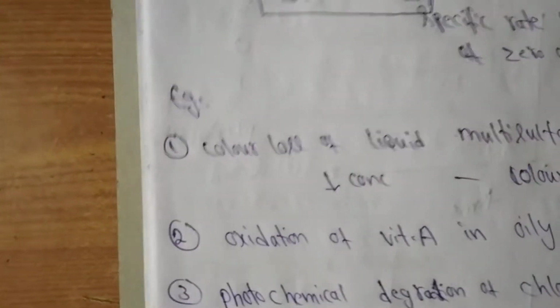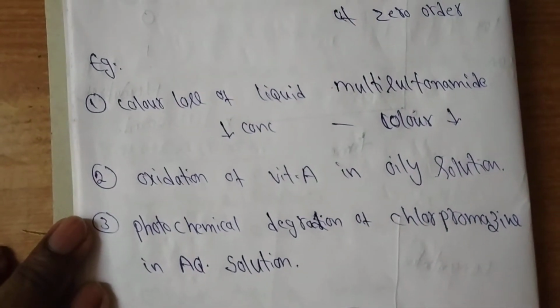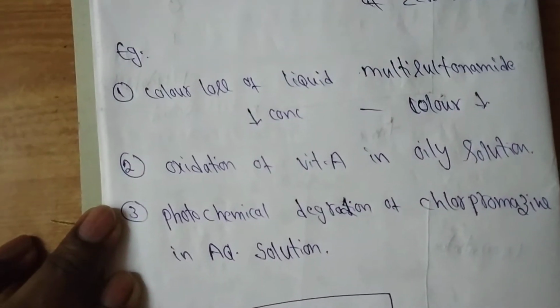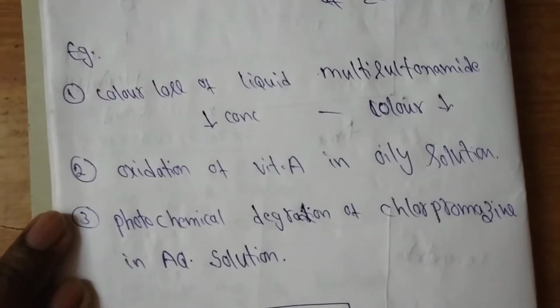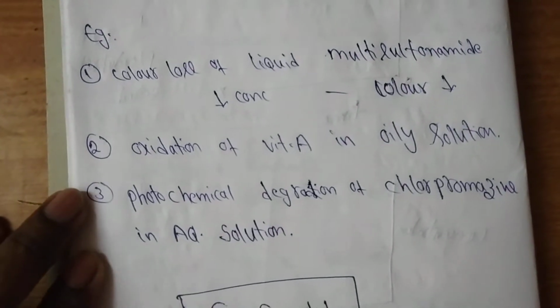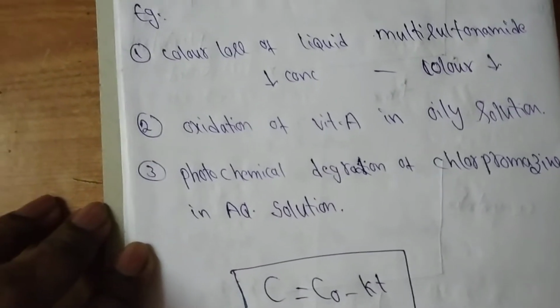Examples of zero order reactions are color loss of liquid present in multi-sulfonamide injections, where a decrease in the concentration of the substance decreases the color; oxidation of vitamin A in oily solutions; and photochemical degradation of chlorpromazine in aqueous solution.